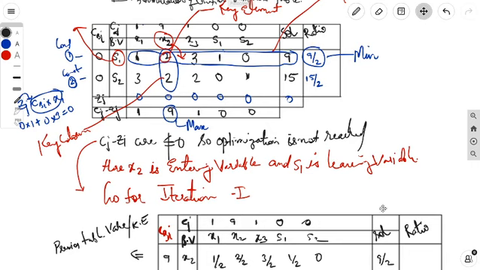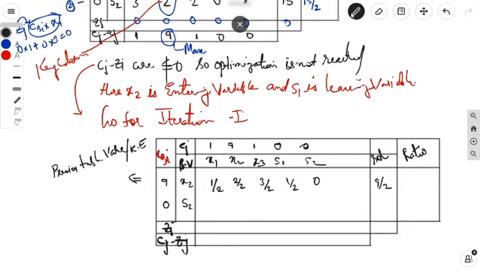Now next value, next S2 values. For S2 values, the formula is as follows: old value minus corresponding column element into corresponding row element by key element.